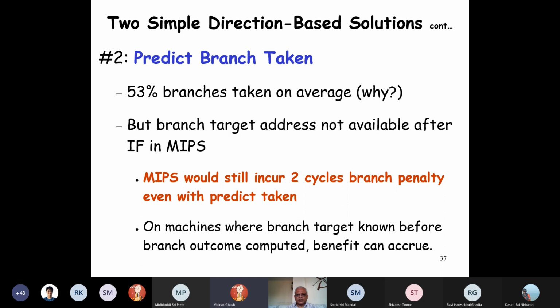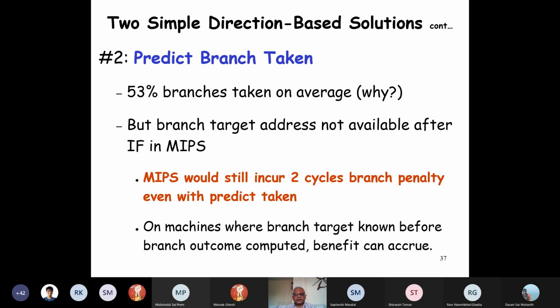Sir, code is written in such a way, the programmer writes the code in such a way that the case which has more probability of occurrence is more. Not really. The programmer doesn't do that. Not that. Can anybody answer? Sorry, that's not the answer.